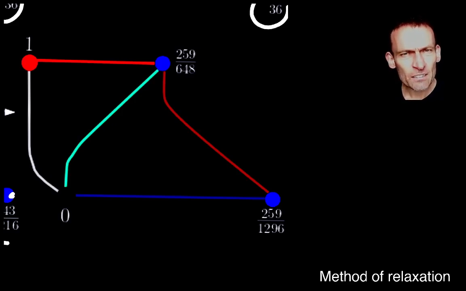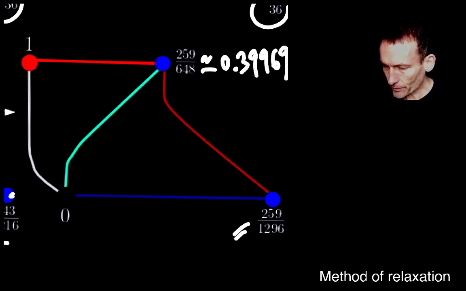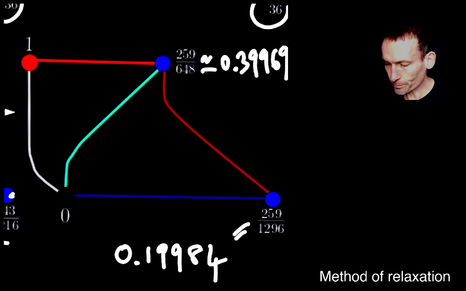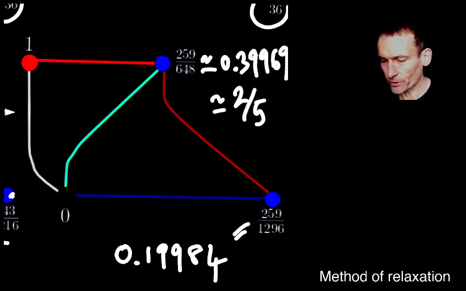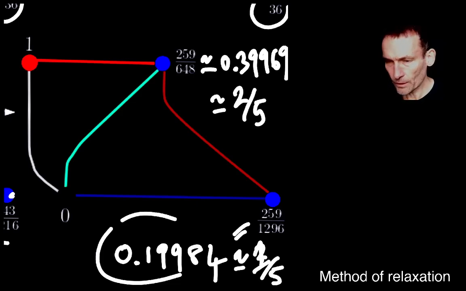Okay, but let's see, does it converge, at least in this simulation? Well, if I just put this into my calculator, it turns out this is actually 0.39969. And this one, if I put that in my calculator, gives me 0.19984. Well, I'm quite impressed with that, because that's very close to the 2/5 that we're looking for. And this is very close to 0.2, which is of course 1/5, which is what we're looking for there, we know from other methods.